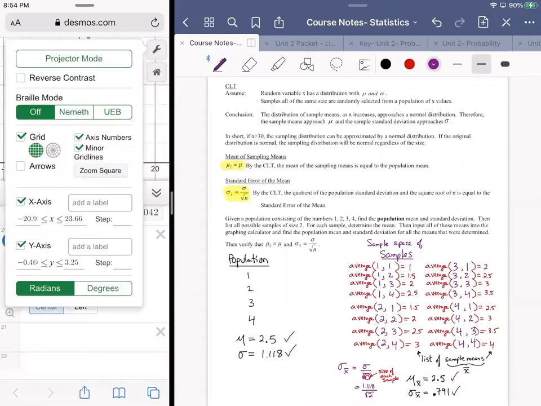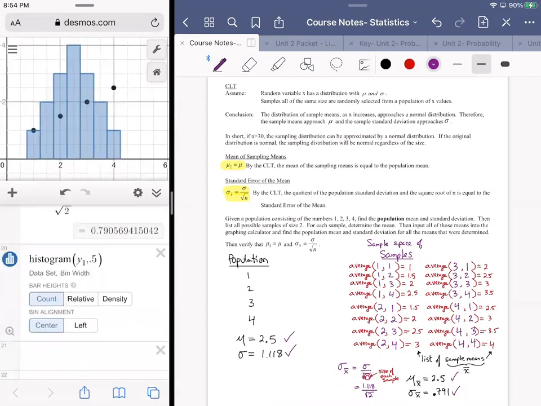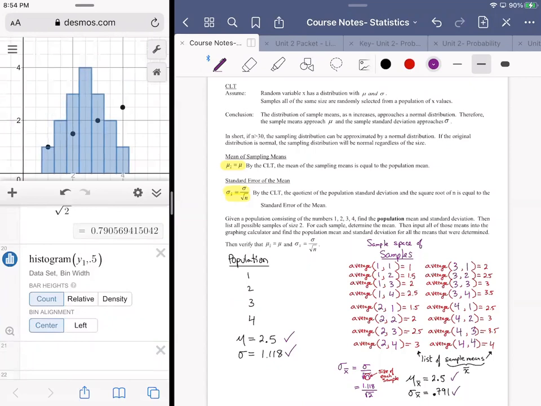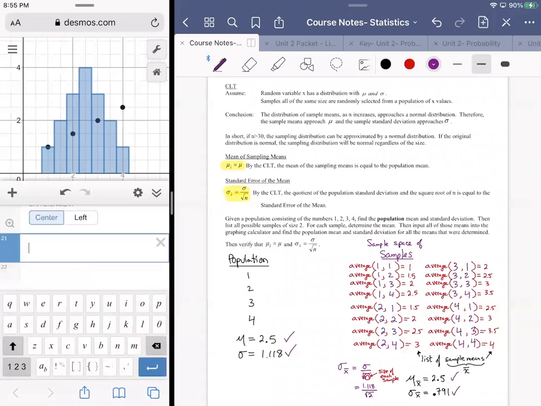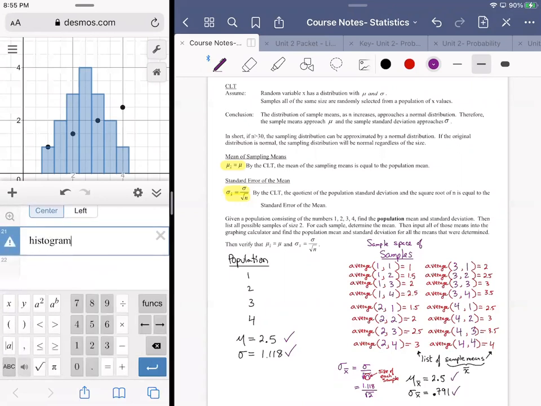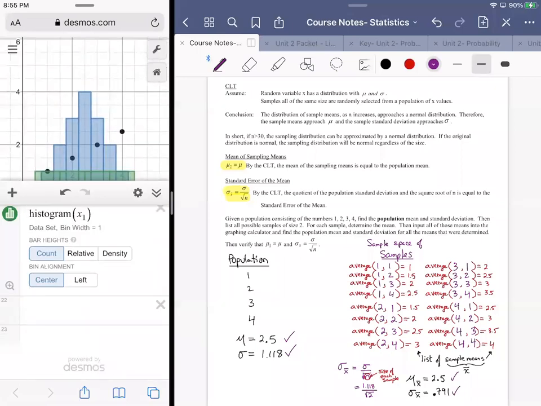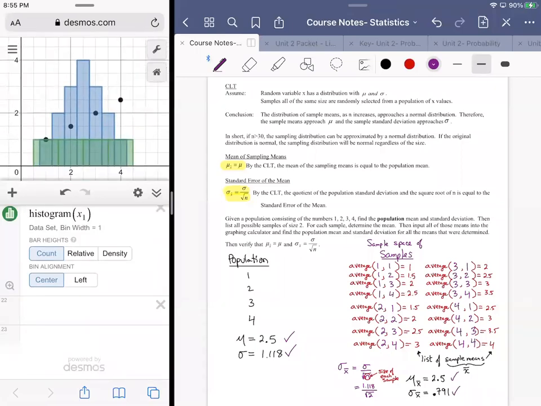And I can play around with the axis values. So let's say go from 0 to 5. It looks a lot better, right? So that looks an awful lot like a normal distribution. They have those extra points that are kind of floating out there in the middle of nowhere, but that's all right. Then I could also graph a histogram for x1, and you can see that that's a uniform distribution, right? Uniform being they have the same height throughout.